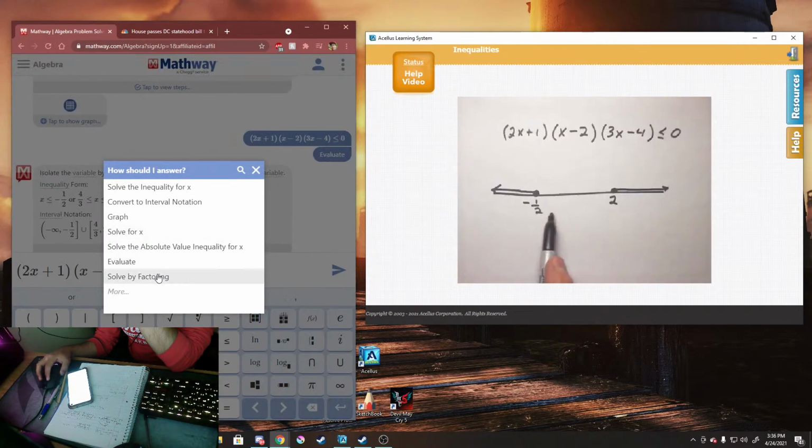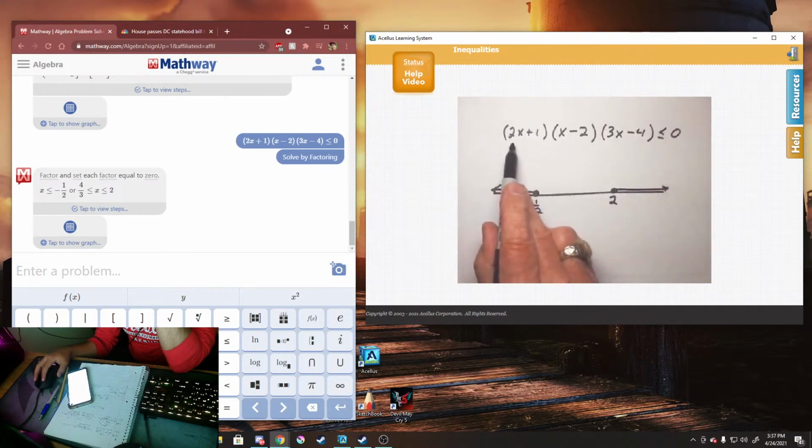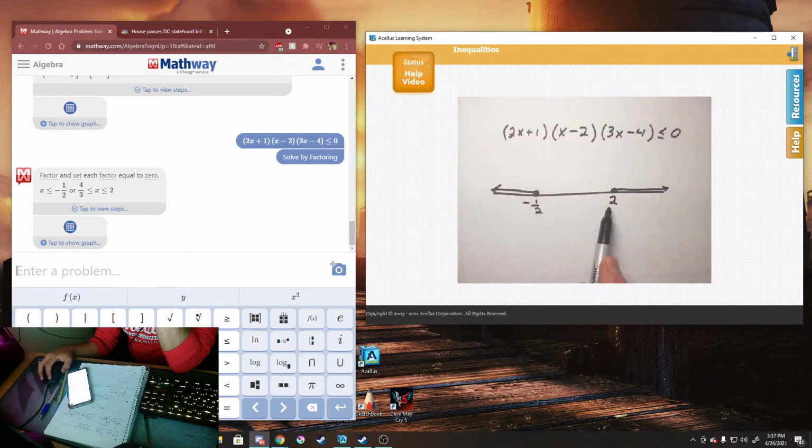Here's the solution set that you gave for this inequality, and I can see where you got the negative 1/2, and I can see where you got the 2, but I think you forgot to include 4/3.